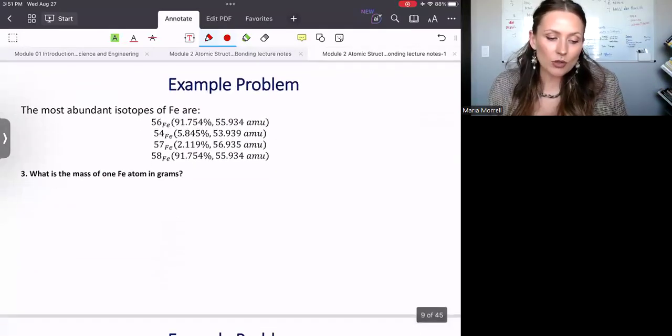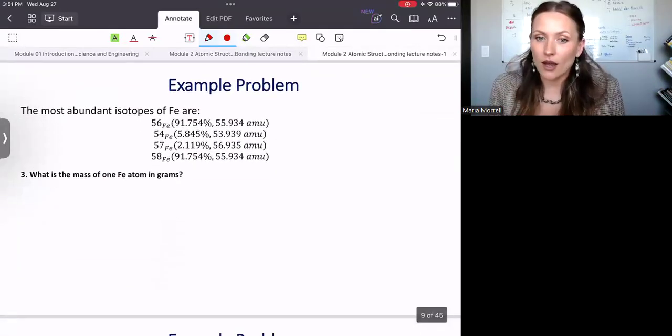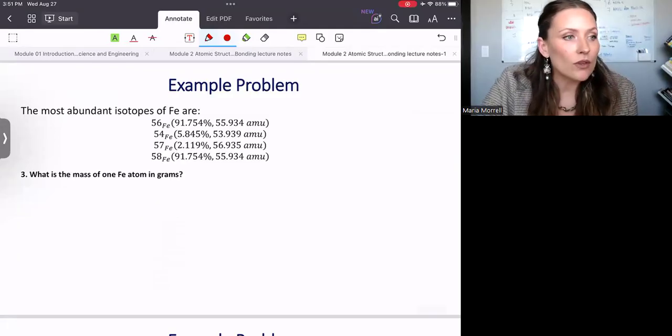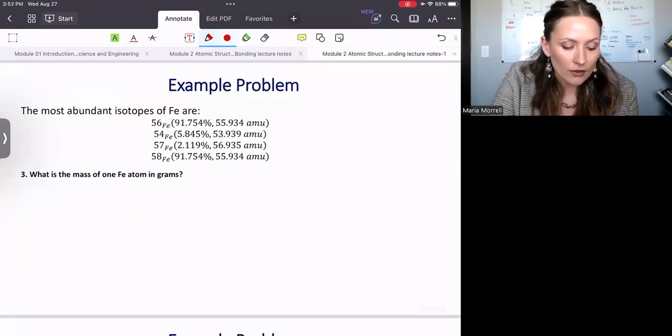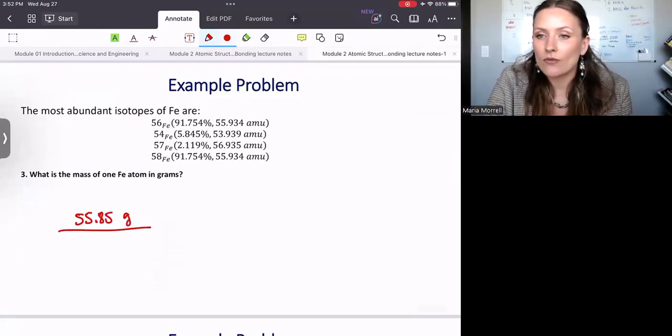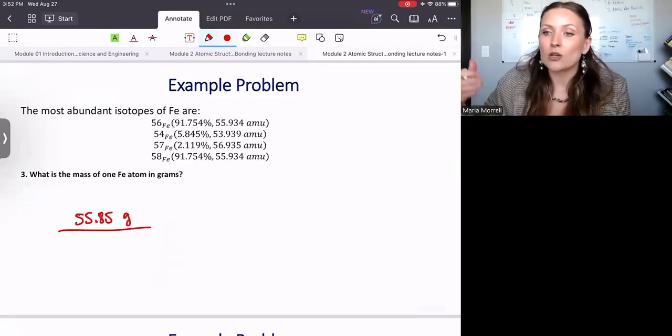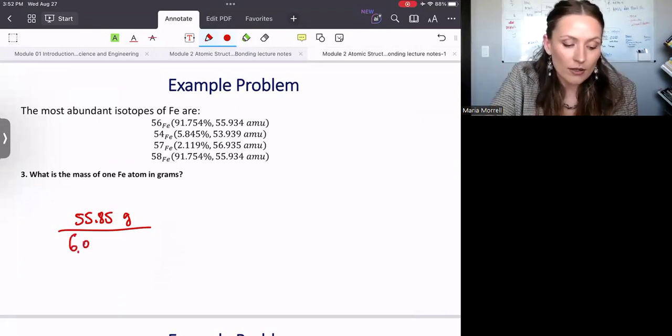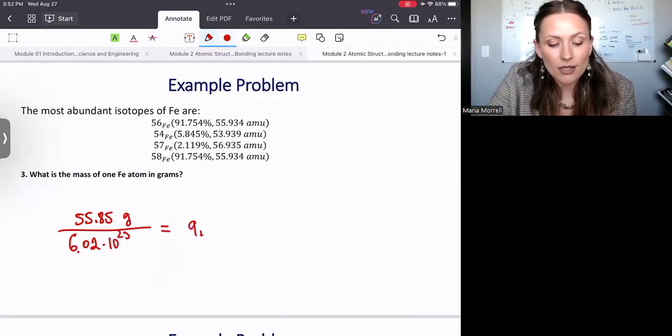And the last question would be, what is the mass of 1 iron atom in grams? Well, going back to what we found before, we know that 55.85 grams is the mass of the number of atoms equivalent to Avogadro's number. So if I take that mass and divide by Avogadro's number, I will end up with the mass, which is going to be extremely small, of a single iron atom, right?